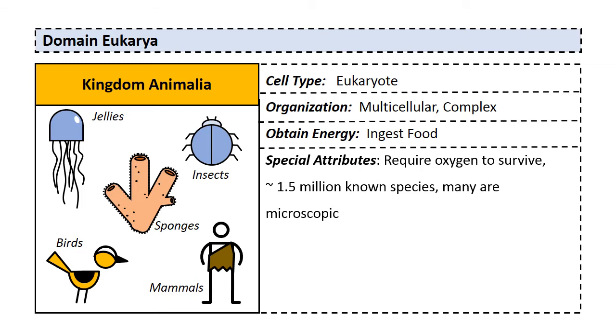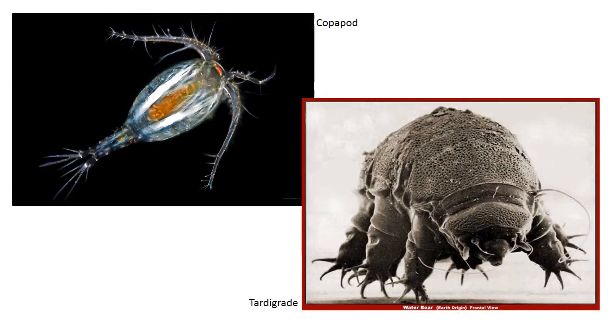And what a lot of people don't realize is that a lot of them are microscopic. Here's two of my favorite microscopic organisms or animals. We've got the copepod on the left there. We find those in aquatic environments. And we've got, by far probably the coolest, the tardigrade on the right, also known as the water bear or the moss piglet. And we will talk more about tardigrades in the future.